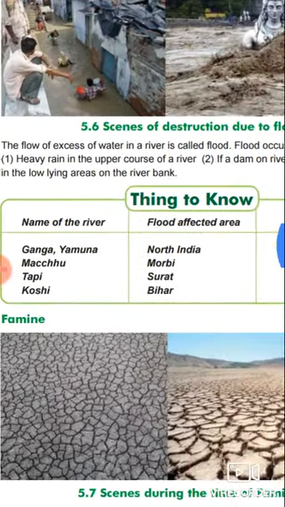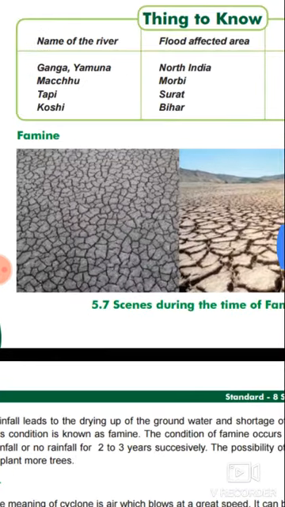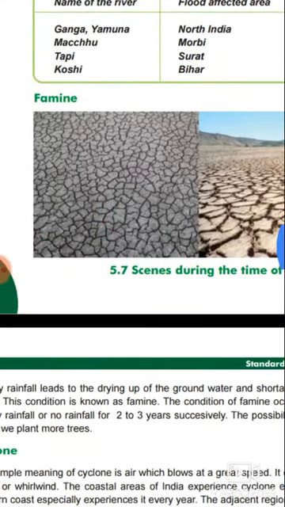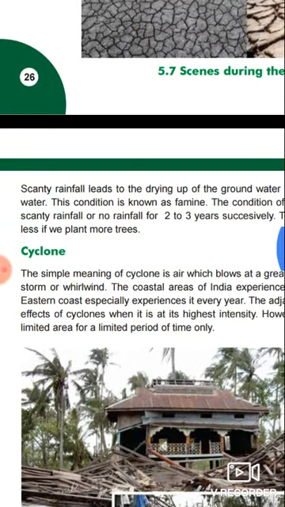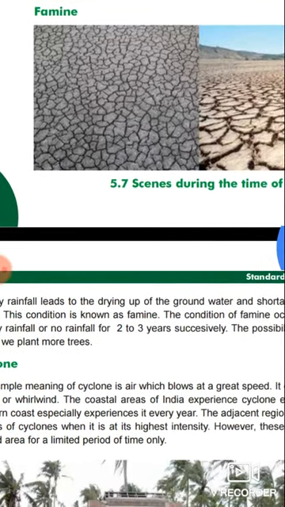You can see here. Next thing is here, dear student, famine. You can see in the picture scenes during the time of famine. It is a condition where there is a long period of dryness due to little or no rainfall in a given region. It is a slow onset hazard that develops over a period of time.